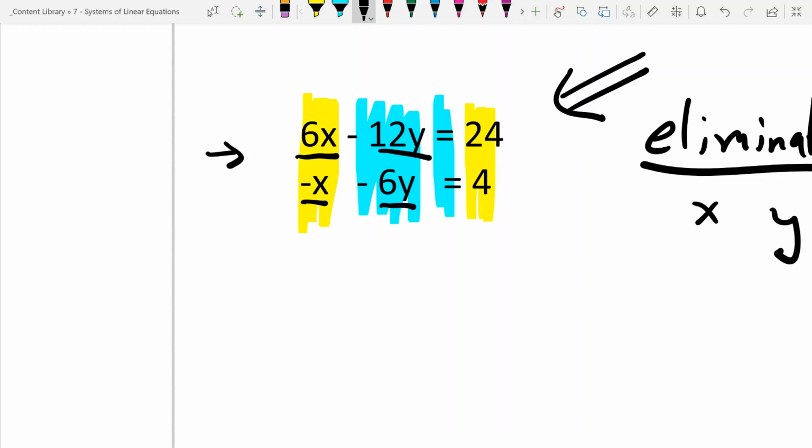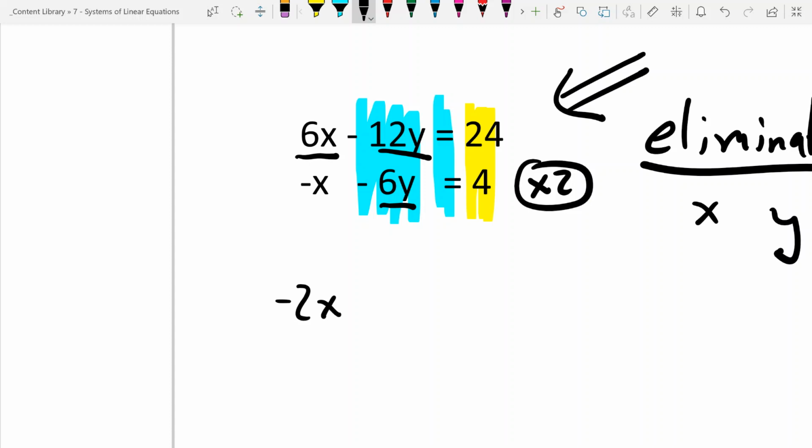So we're going to make it so that the numbers are the same. The easy way is to just always do x, but we're going to do it a little faster. When I look at it, I realize that if the 6y was doubled, they would be the same number. So here's what we're going to do. We're going to multiply this second equation by 2 and rewrite it, so it's going to be negative 2x minus 12y equals 8. Cool. That first one is going to stay the same. It doesn't need to change.